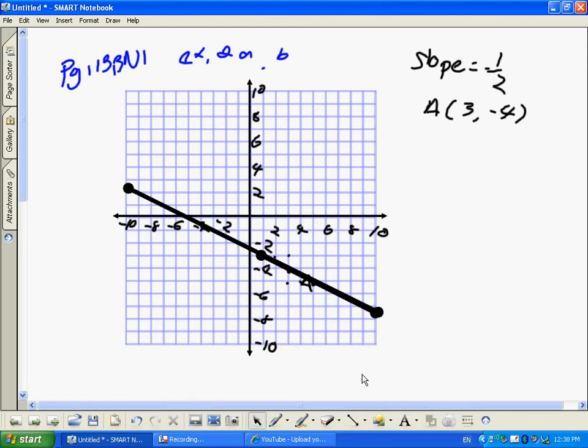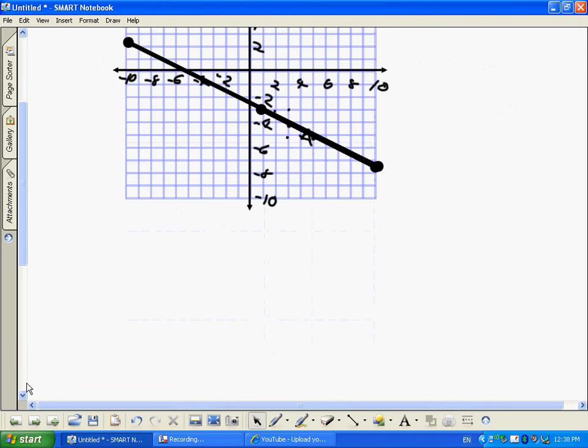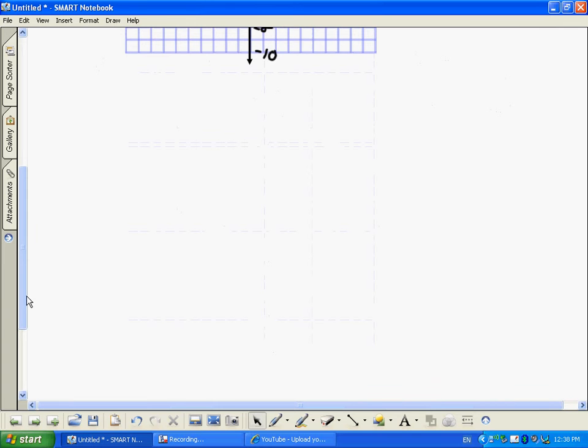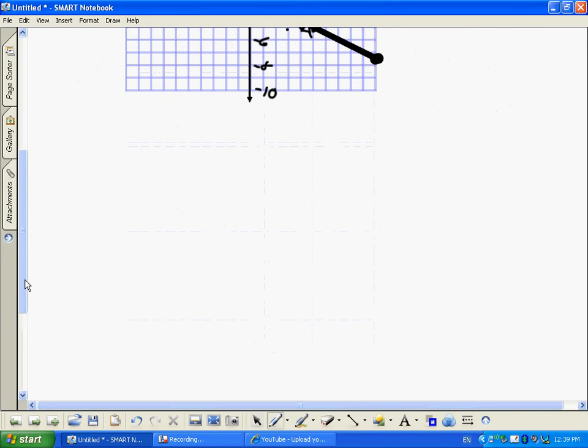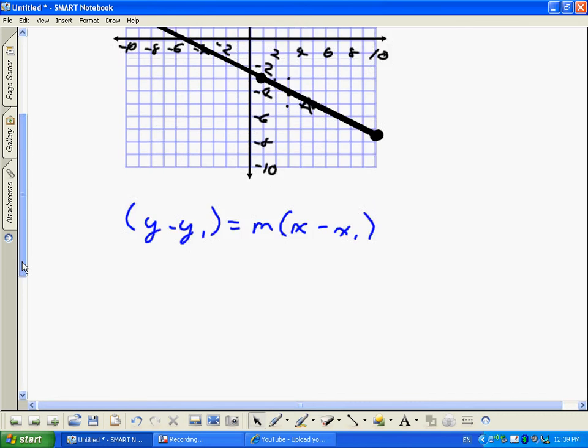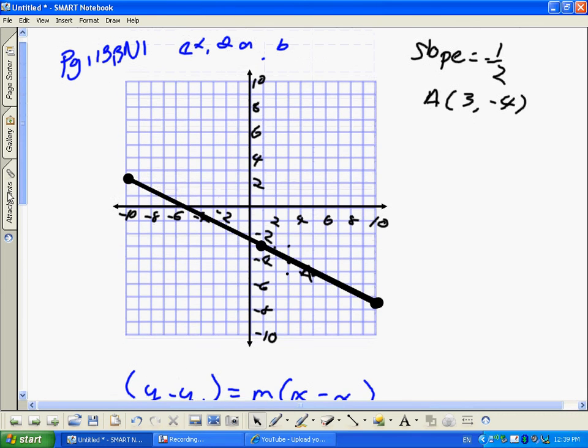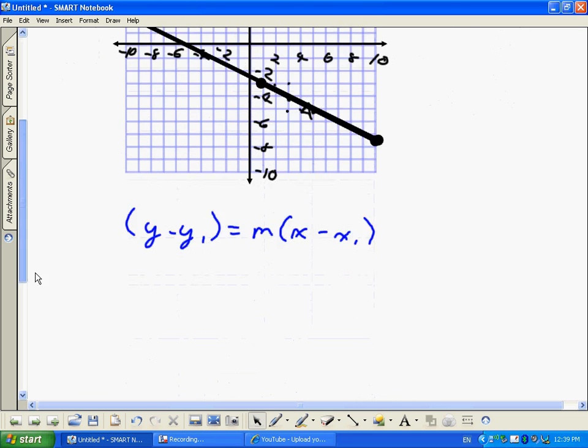Part B says to write the equation in standard form for the line. Begin with the slope point form. So we were doing our slope point form, y subtract y1 equals m times x subtract x1. What that means is we need our slope, which we're given above, negative 1 over 2, and we need that point A, 3 and negative 4.